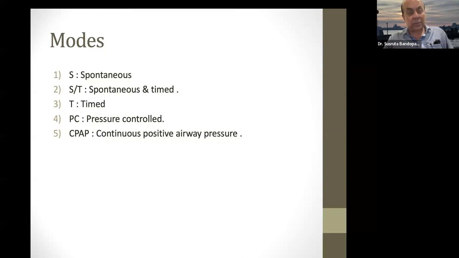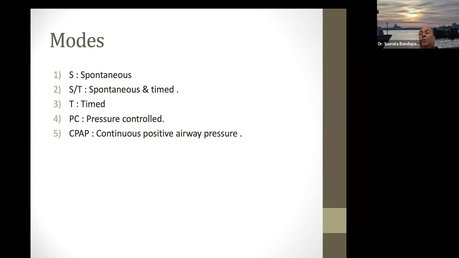There might be several modes. As I've told you initially, there was only a spontaneous mode on most of these machines, that is, whenever the patient takes a breath, the machine gives support. It could be a flat support during inspiration and expiration, which we call CPAP, continuous positive airway pressure. Or it could be bi-level, where during inspiration the support is more, and during expiration the support is less. Now, most NIVs have an ST mode.